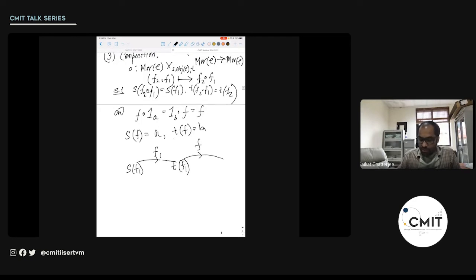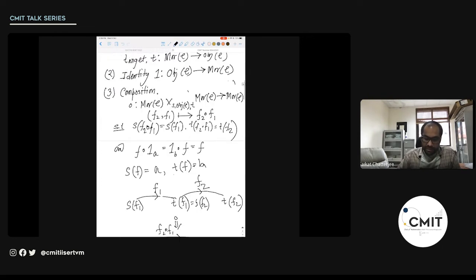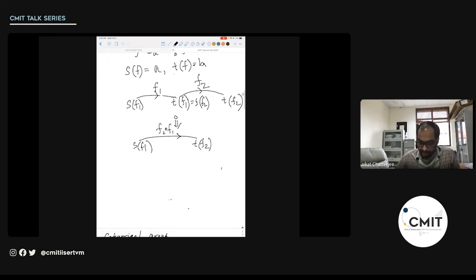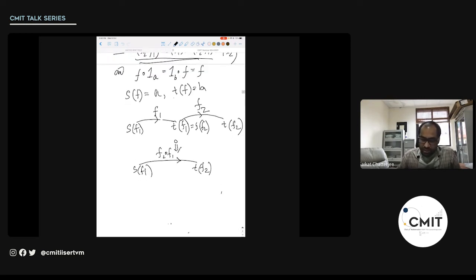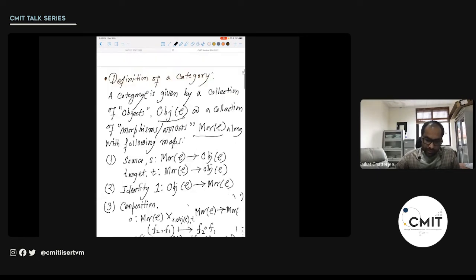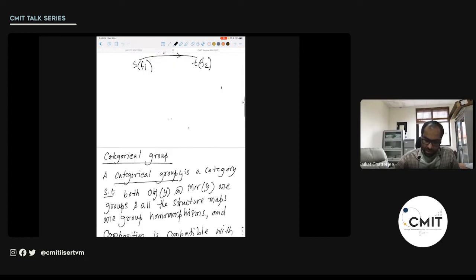And now suppose you have another morphism whose source actually coincides with the target of F1, then you can compose these two. And this is precisely the composition, and that should give you this composed arrow from the source of F1 to the target of F2. And precisely this is the condition I am talking about. I am representing this as a diagram like this. So with this picture in mind, we can construct some examples.